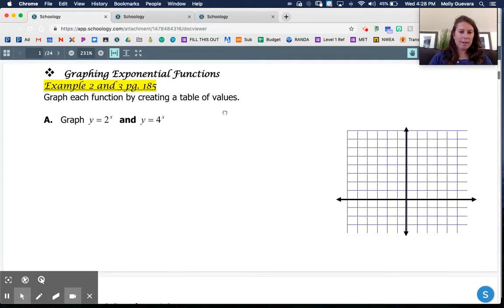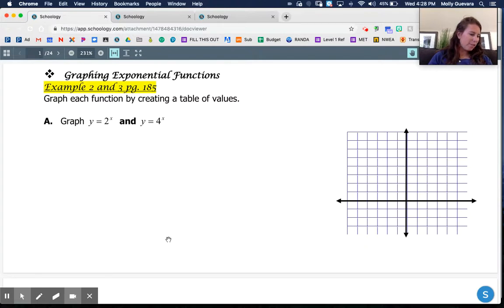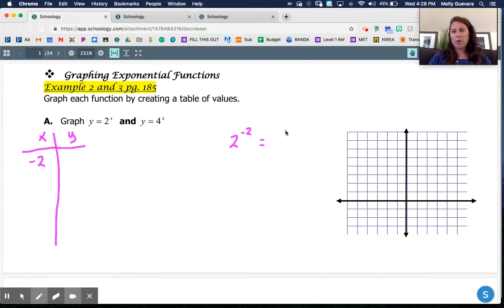So let's look at graphing. It says graph each function by creating a table of values. Okay, so I'm going to do the first one in pink. X, Y wants me to create a table of values. So if I plug in negative 2, and I'm going to do the work over here, I have 2 to the negative 2. And if we go back and we remember all of our rules of exponents from algebra 2, this is the same as 1 over 2 to the positive 2, right? I can bring this to the bottom of the fraction and make it positive. So I get 1 over 4. So if I plug in negative 2, I get 1/4.